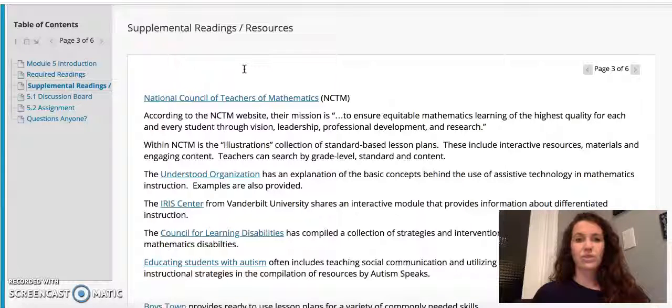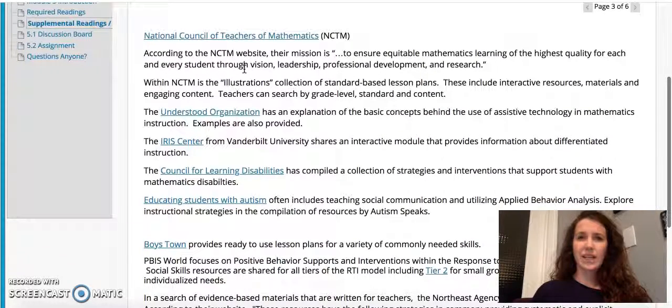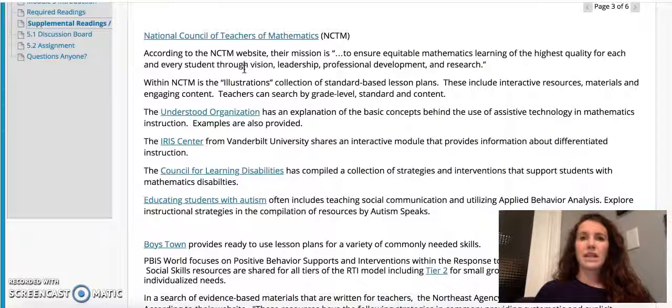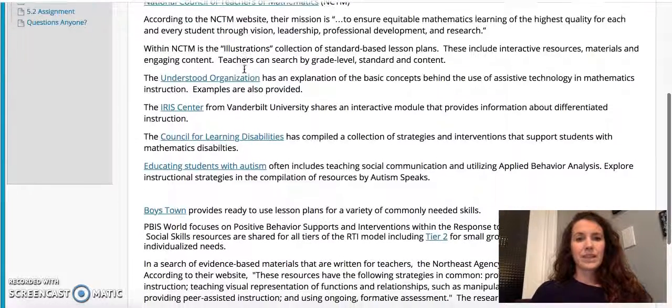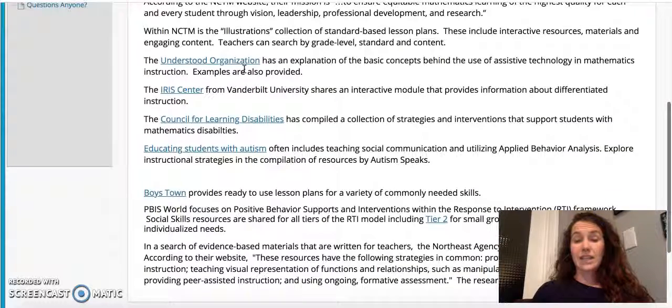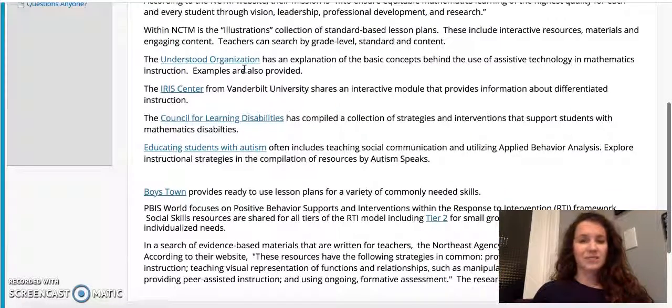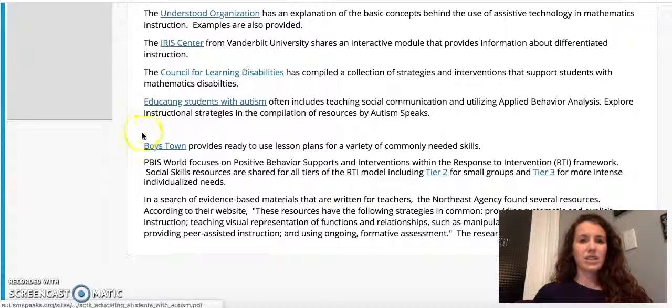And if you're someone who's trying to find different ways to teach math concepts to your students, this would be a great resource. They have interactive resources as well, so they're game-like things that students can play online. It's all aligned to standards, so you can search by standard. In addition, these resources you can check on your own time.